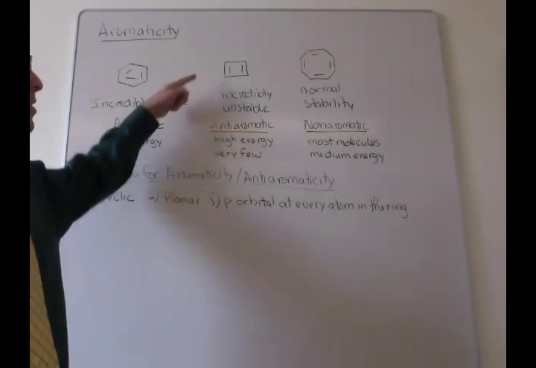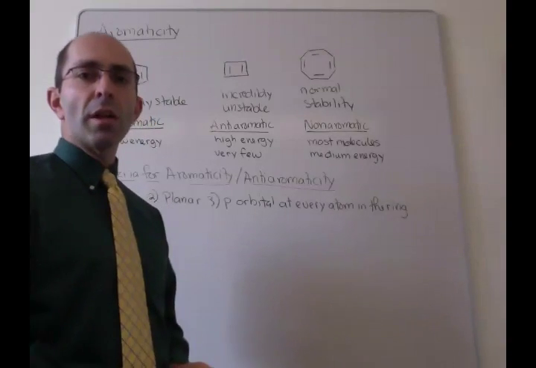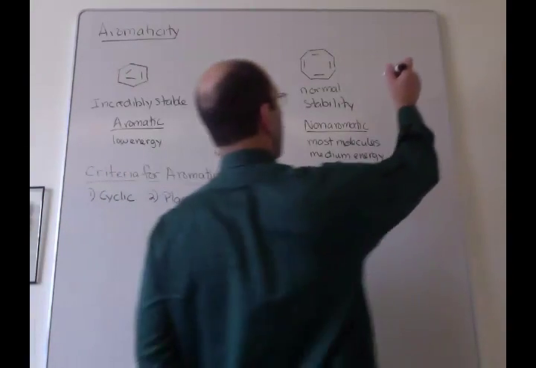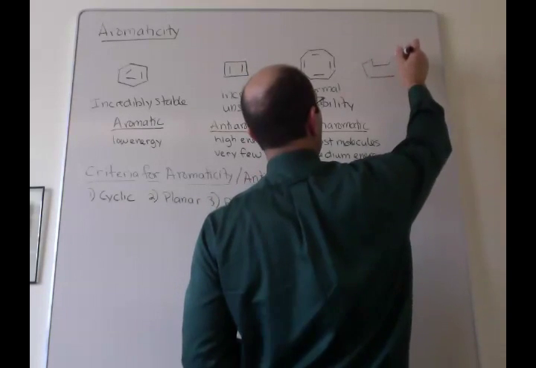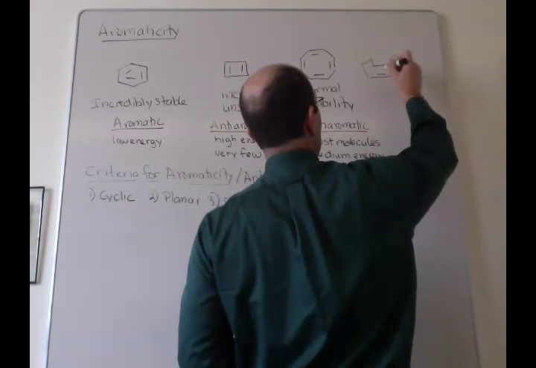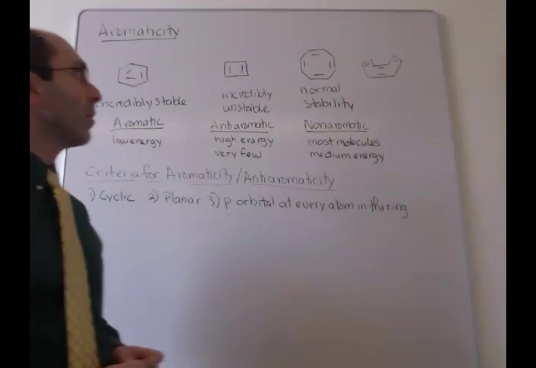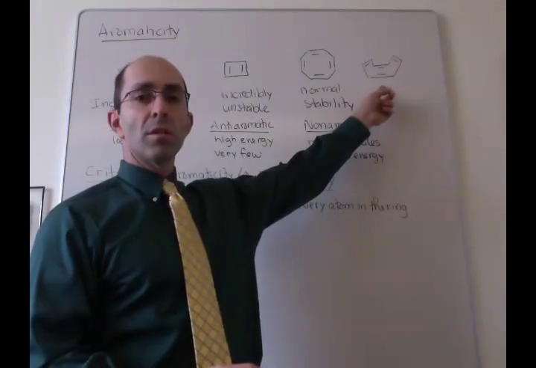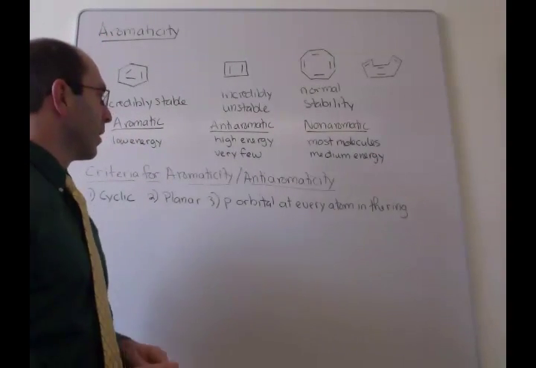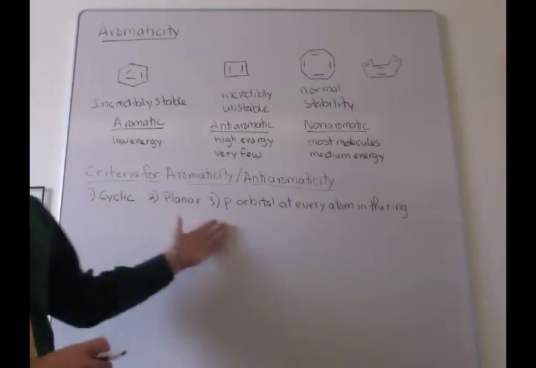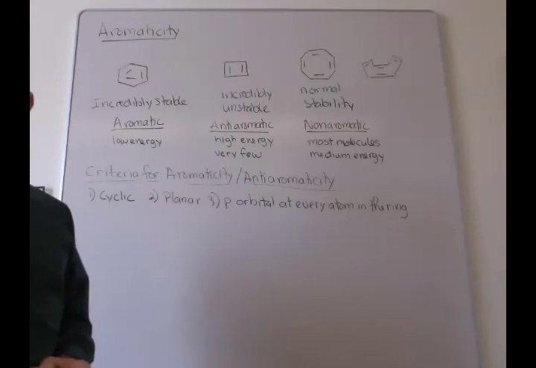If we look at benzene, it's cyclic, it's planar, and has a p orbital at every atom in the ring. Same for cyclobutadiene. It looks like that's the case for cyclooctatetraene, but it turns out cyclooctatetraene is actually not planar. It's shaped like that, so that is a non-planar molecule. That is one reason why it's non-aromatic. But clearly, these 3 things apply to both benzene and cyclobutadiene. There must be something else.